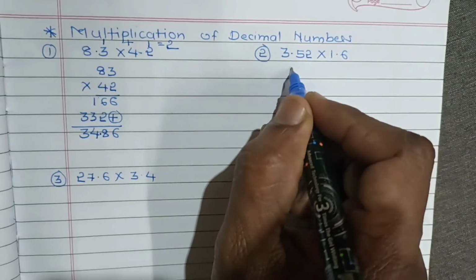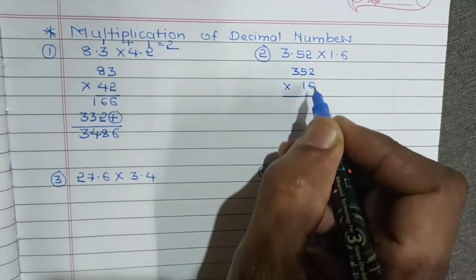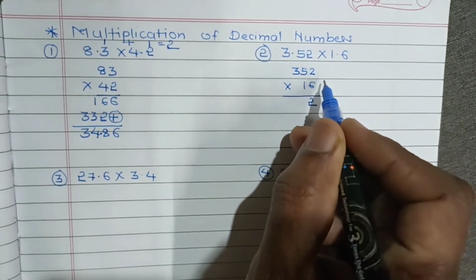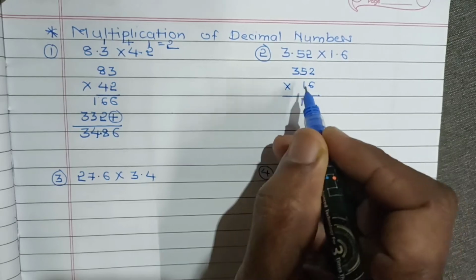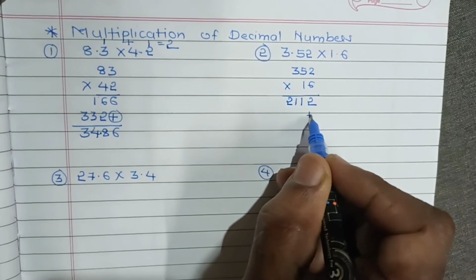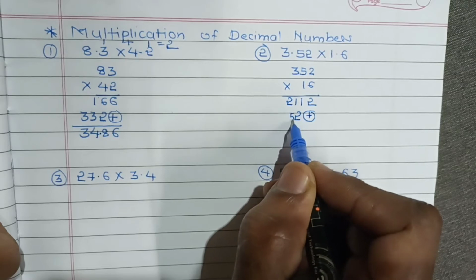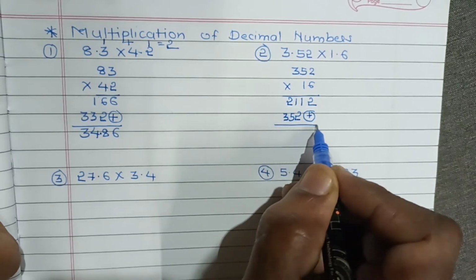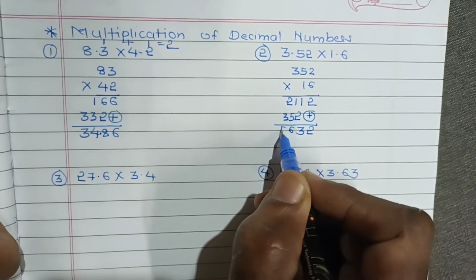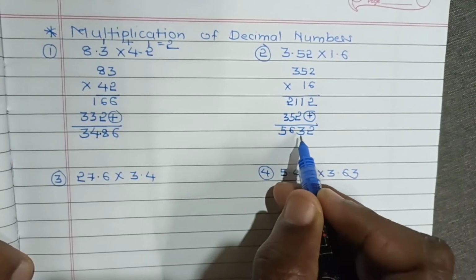So without decimal point you have to write this number 352 multiplied by 16. Now you have to do the multiplication. 6 2s are 12, 1 remain. 6 5s are 30, 30 plus 1 is 31, 3 remains. 6 3s are 18, 18 plus 3 is 21, then plus sign you have to write. 1 into 2 is 2, 1 into 5 is 5, and 1 into 3 is 3. Now you have to do the addition. 2, 1 plus 2 is 3, 1 plus 5 is 6, and 2 plus 3 is 5. 5, 6, 3, 2.